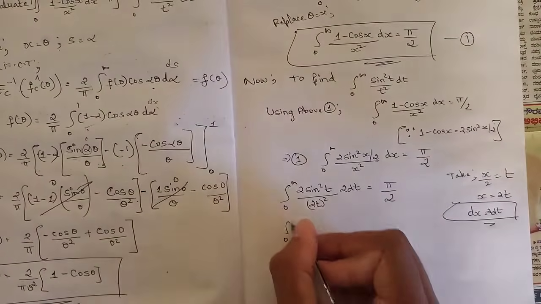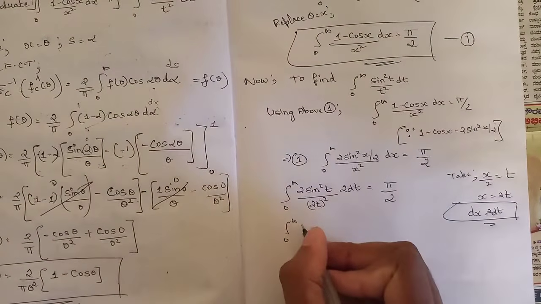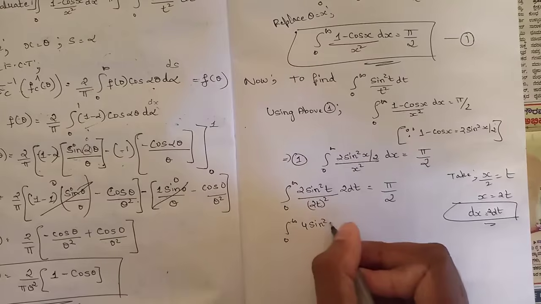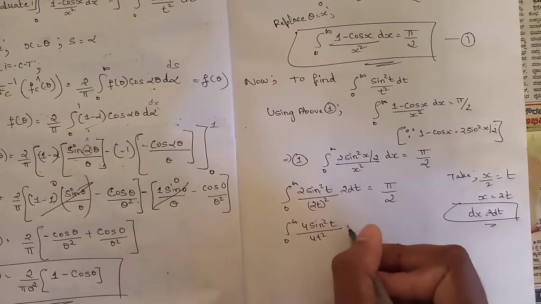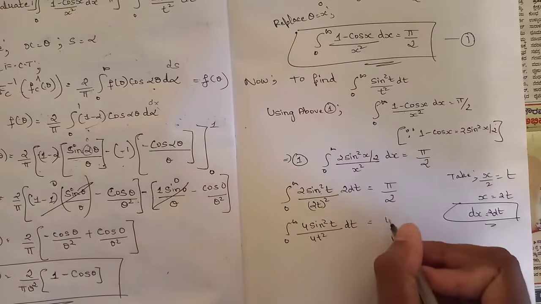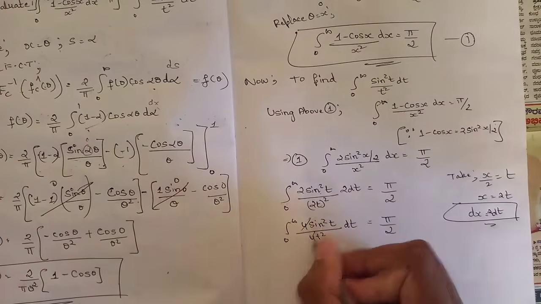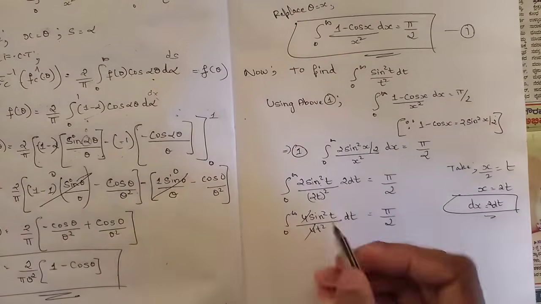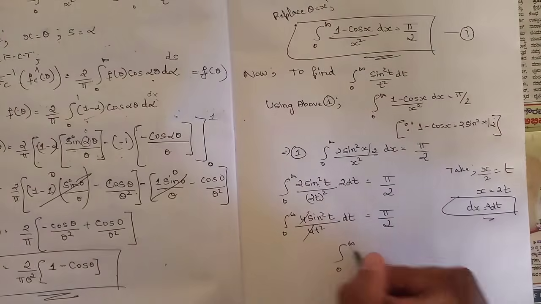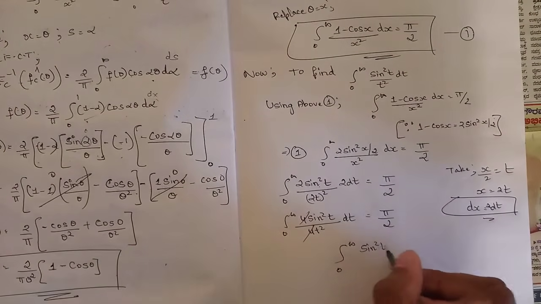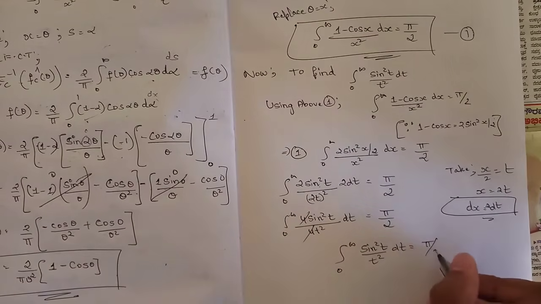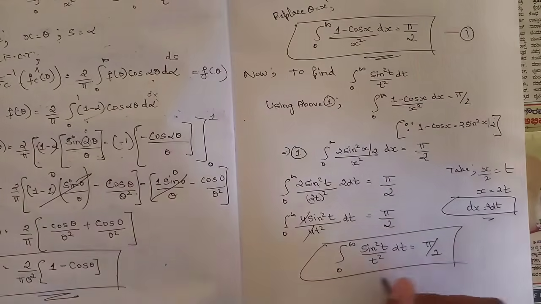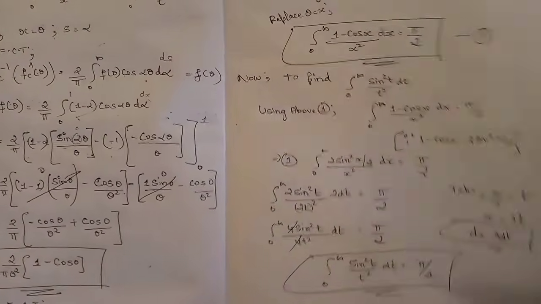So this is integral 0 to infinity, 2 into 2 is 4 sin square t divided by 4t square dt is equal to pi by 2. So now if we cancel this 4 and 4, the terms left out are sin square t by t square into dt is equal to pi by 2. So that's all we need to solve, right? We need to solve this only, right?